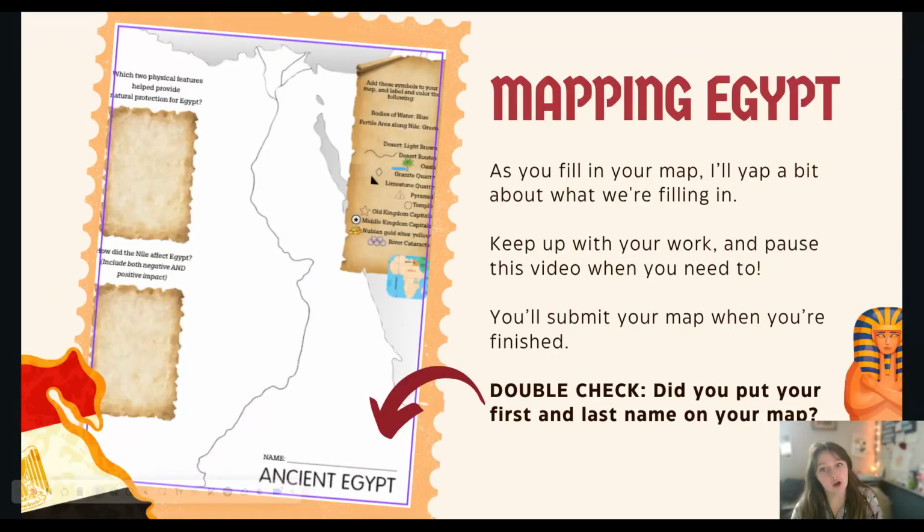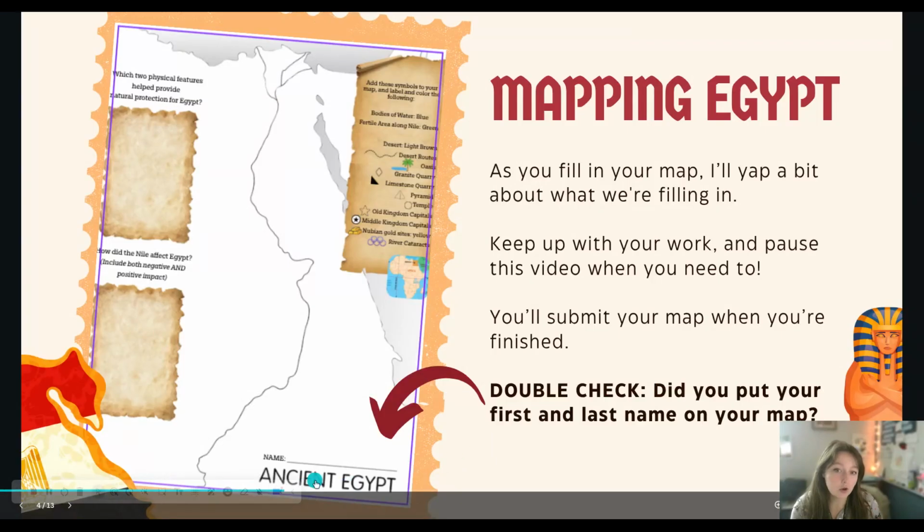As I tell you about the geography, I want you to be filling in your map, which looks a bit like this. Keep up with the work. Don't be afraid to pause the video. Don't be afraid to slow it down if you need to. And when you're finished, you'll submit your completed map with these 2 questions answered. But I want you to double check really quick. Did you go ahead and put your first and last name on your paper? Remember, we need to keep no names from happening.